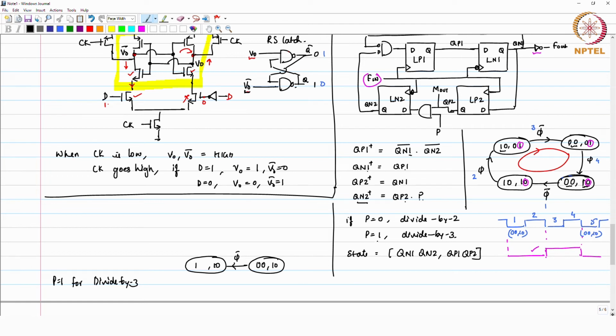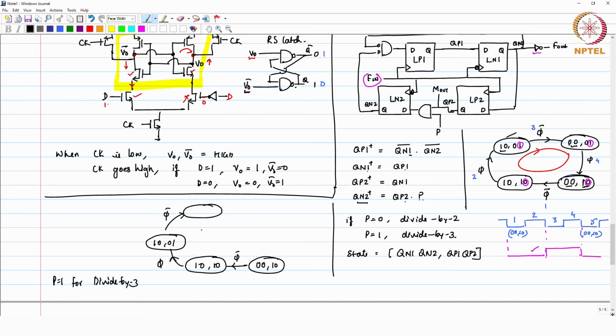Okay. So, P is 1. So, this is 0. You go to 1 0 1 0. Then you get a rising edge, right. Rising edge here you will get the same state, because P only affects the falling edge, it does not affect the rising edge. So, I will get 1 0 0 1 same here, then you get falling edge.